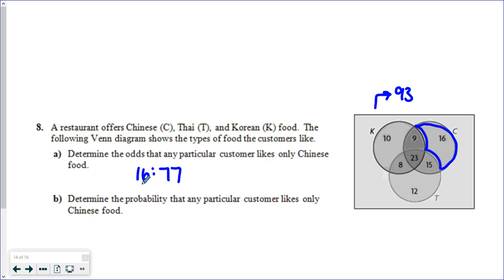Oh, I was wondering why question B is different, but I understand now: odds versus probability. Probability is taking our favorable outcome, which is the 16 people that like only Chinese food, and dividing it by our total number of outcomes, which is that 93. So we get something like 0.17, or you could leave it as 16 divided by 93. So that's the probability that a customer likes only Chinese food.